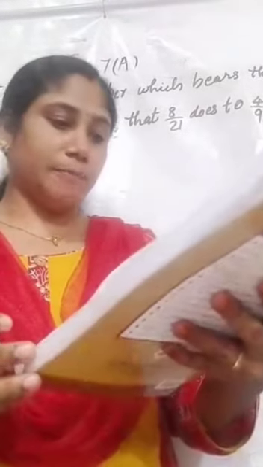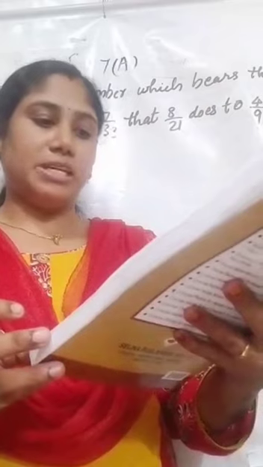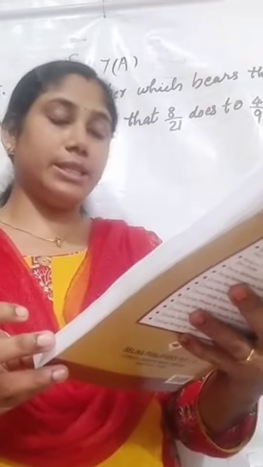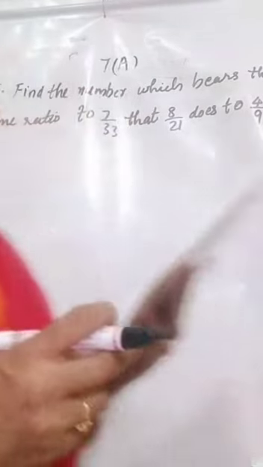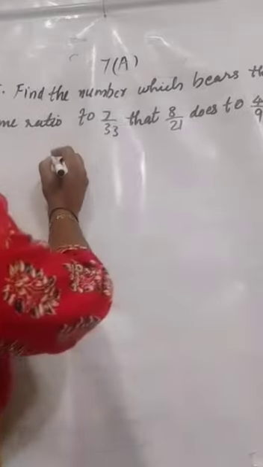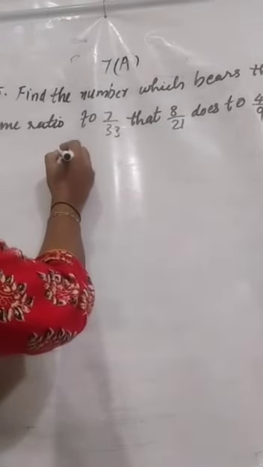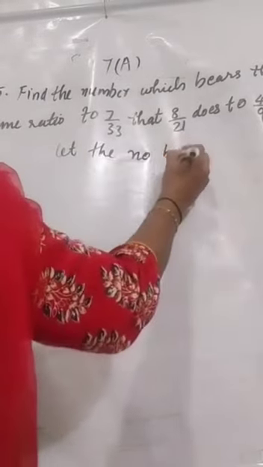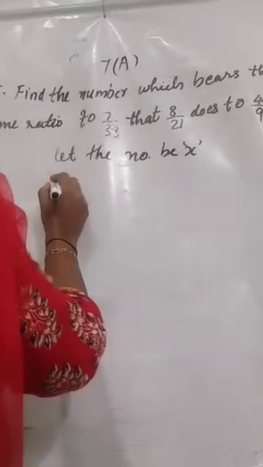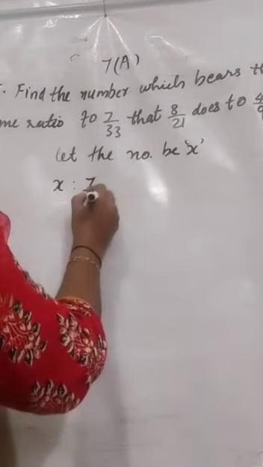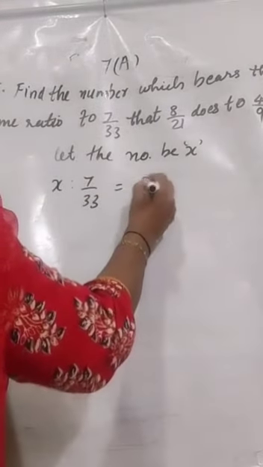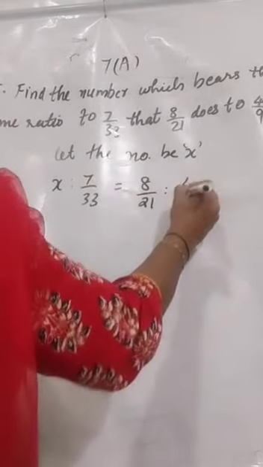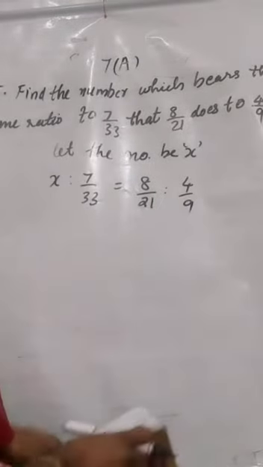Next is question number 5 from exercise 7a. Find the number which bears the same ratio to 7/33 that 8/21 does to 4/9. So it is given that, let the number be x. x is to 7/33 is the same as 8/21 is to 4/9. That is given in the question. Let us complete this problem.